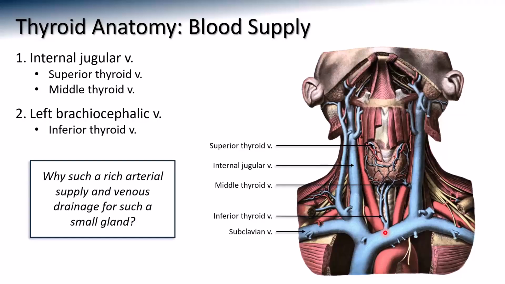And here I am posing the question to you, why do we have such a rich arterial and venous supply for such a small little gland here? It is because this is how the hormones produced by these glands are going to be shared throughout the body. So the thyroid gland is going to secrete its hormones out. Those get picked up by usually the veins here and carried into systemic circulation for distribution around the body that way.